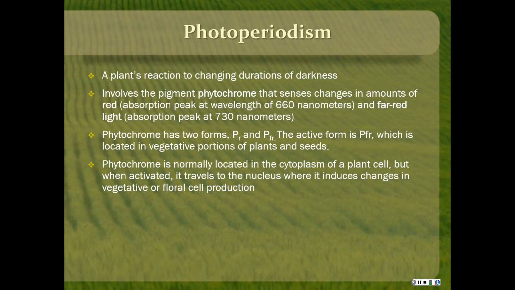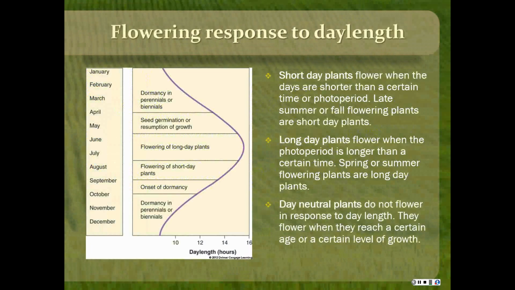And the phytochrome is normally in the cytoplasm of a plant cell, but when it's activated, it travels into the nucleus, and then it induces changes in vegetative or floral cell production. So when phytochrome is activated, it will influence the plant to go into a different stage, either maybe start producing flowers and seeds, or to go dormant, depending on the situation in the plant.